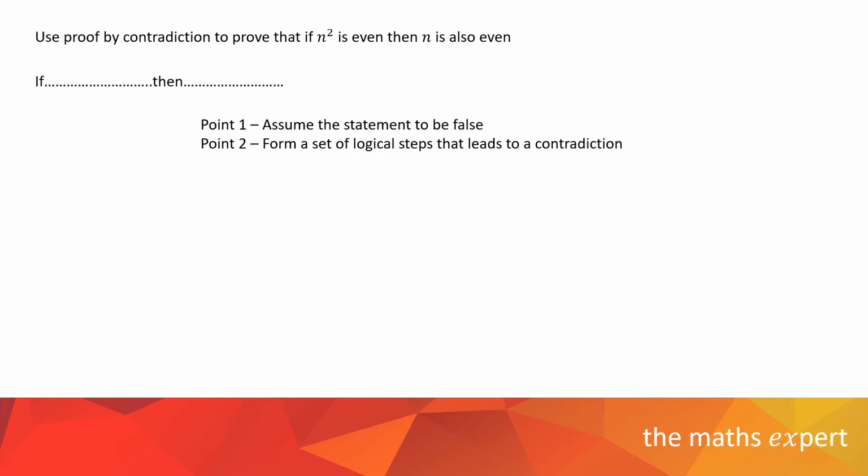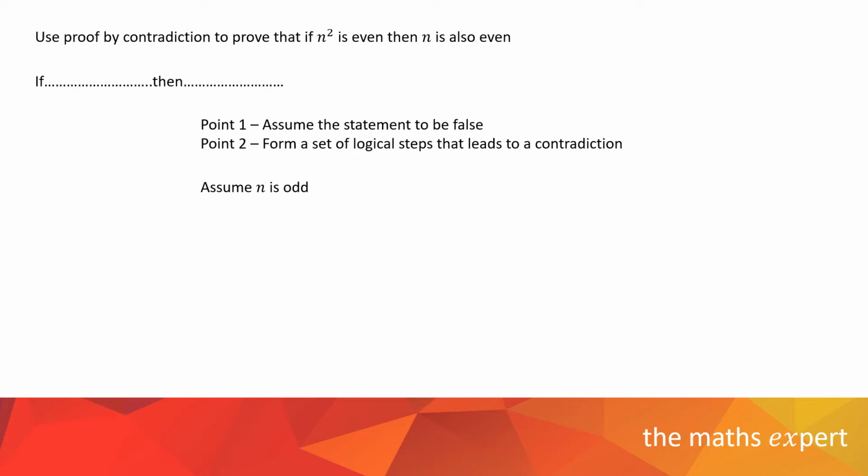For this first question, can you spot what the statement is that we need to negate? Here we have a very common structure in mathematics of if and then. In cases such as this, it is the statement after then that we need to negate, so we start by assuming the opposite, that n is odd when n squared is even.